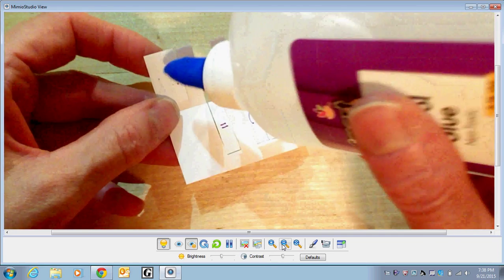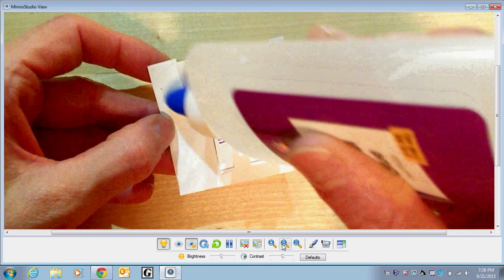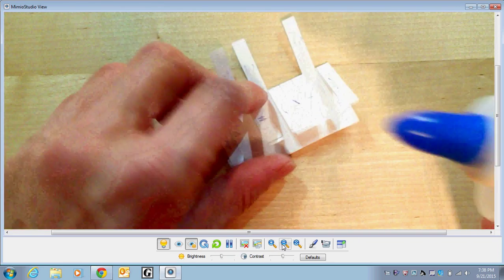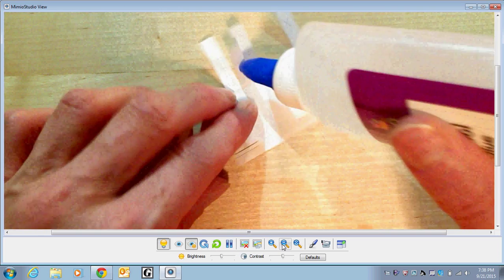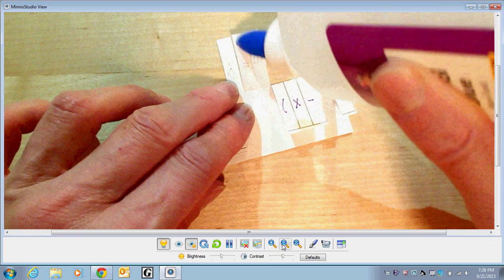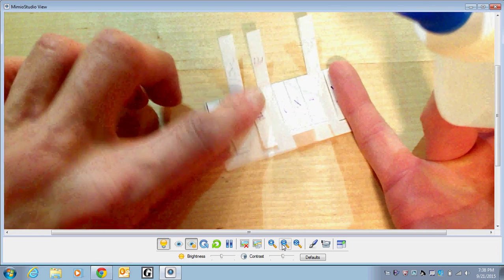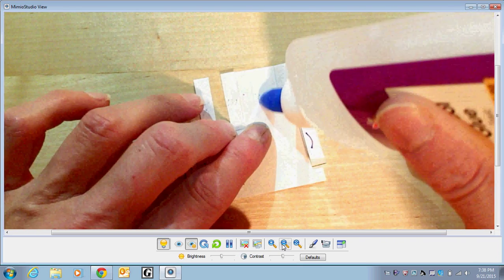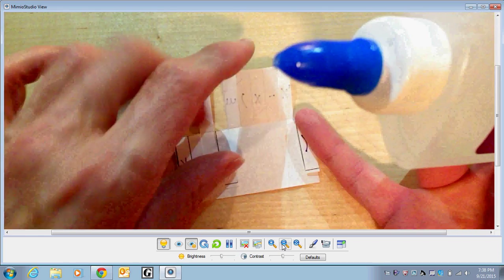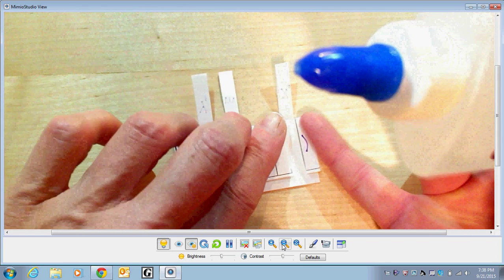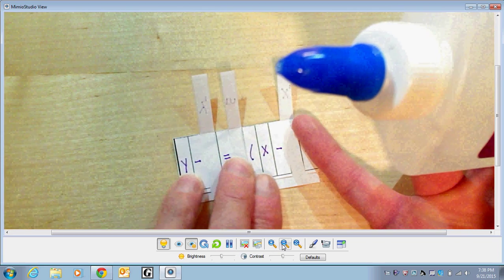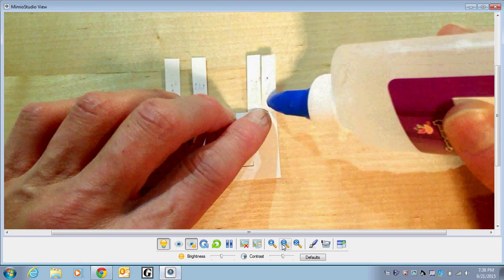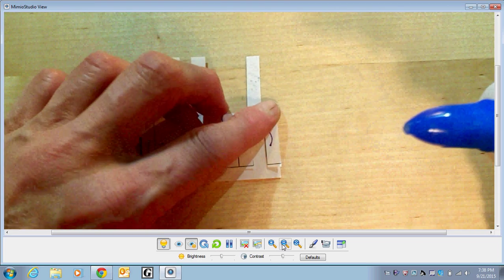So I'm going to glue down the y minus, tiny bit of glue, doesn't take much. I'm going to glue down my equal sign. I'm going to glue down my parentheses x minus. And I'm going to glue down that very last parentheses. Okay.